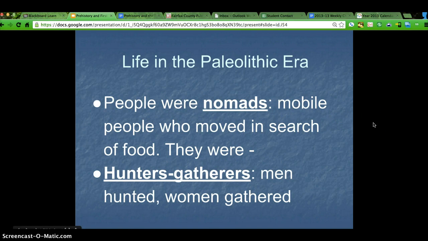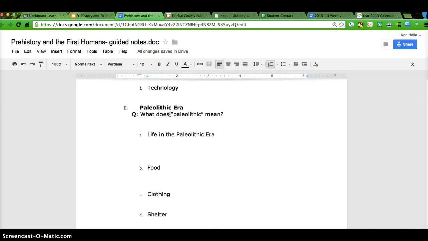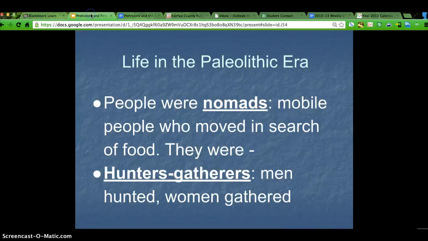During the Paleolithic era, and now you're looking at your notes, you're down here, they were nomads. They followed animals, but mostly they ate nuts and berries. Not very appetizing. So they're looking for the nuts and berries. They carried everything they owned, so they were nomadic, meaning they moved from place to place. They were also known as hunter-gatherers. Men hunted, women gathered.